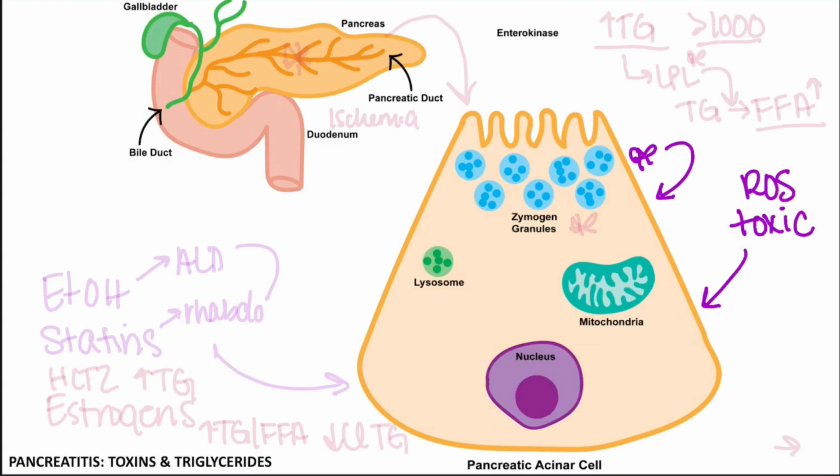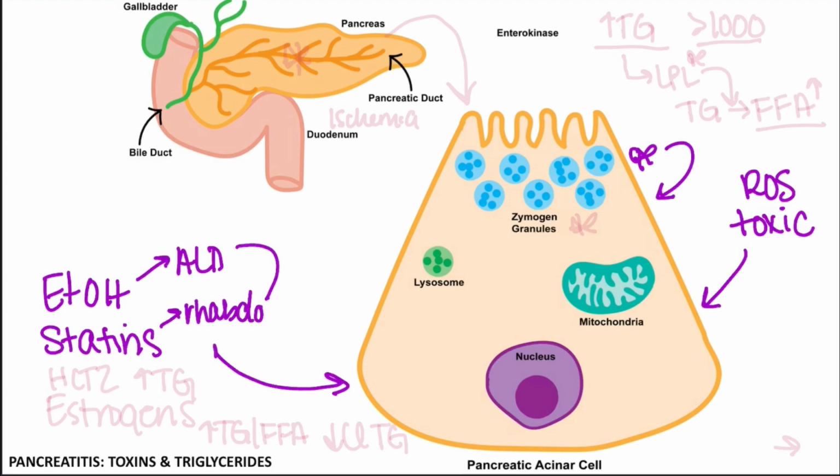So this would be agents like ethanol and statins, both of which we talked about their toxic effects in the alcoholic liver disease video and the rhabdo video. And a similar toxic mechanism that we talked about in these videos is thought to be in play here with their induction of pancreatitis. So a number of other agents we haven't talked about are thought to form toxins or reactive oxygen species that can inflict acinar cell damage as well.